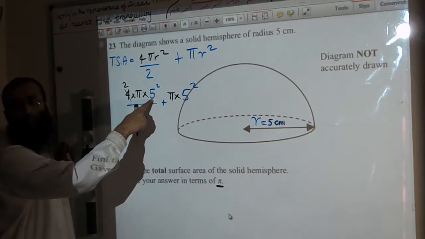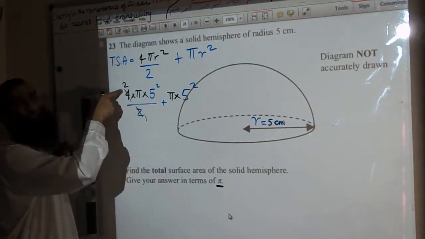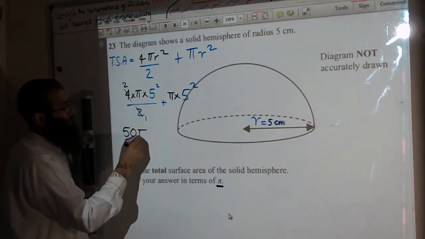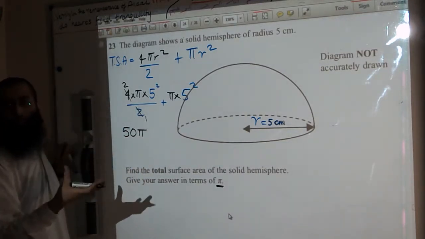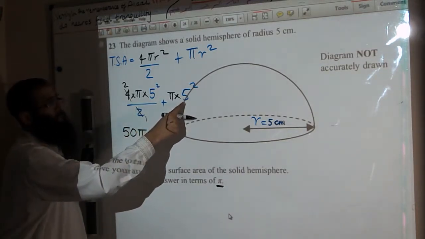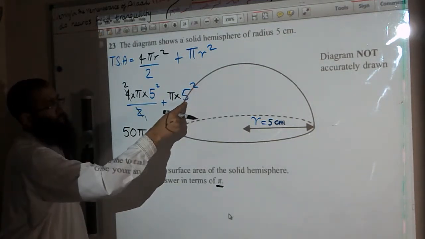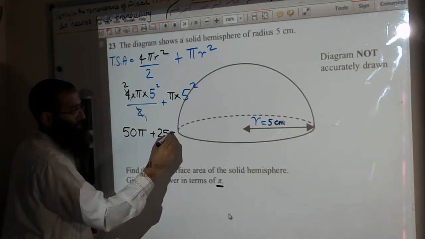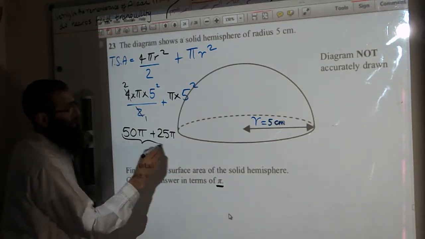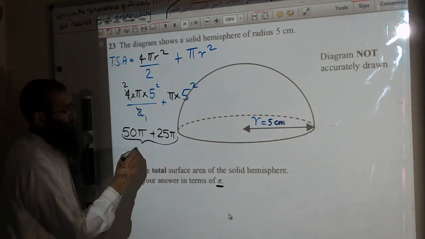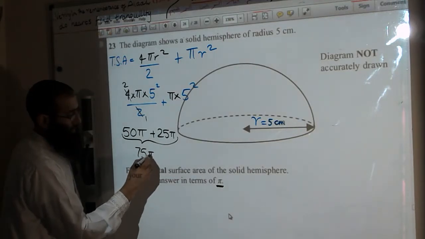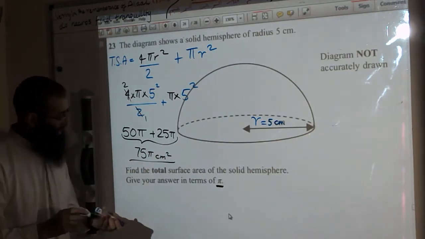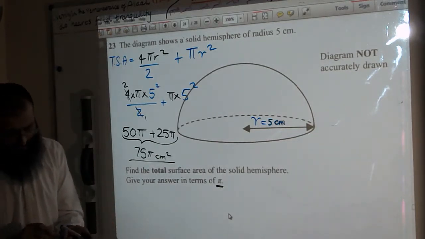What's 5 squared? 25. What's 25 times 2? 50. So 50 pi. And what's 5 squared? 25. 25 times pi is 25 pi. And what's 50 pi add 25 pi? 75 pi. So it was give your answer in terms of pi, and that question's done.